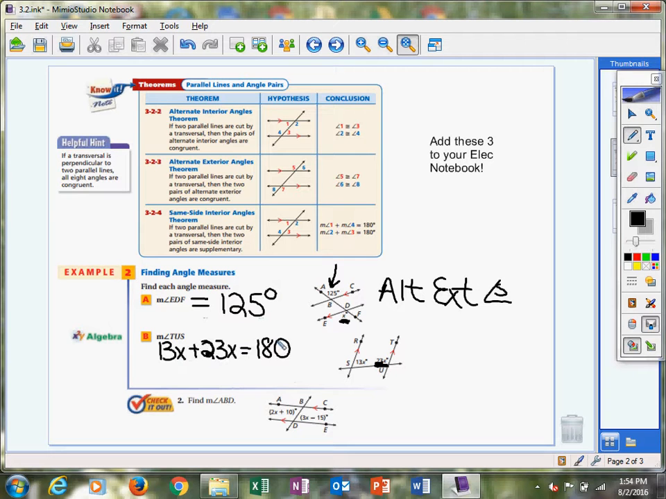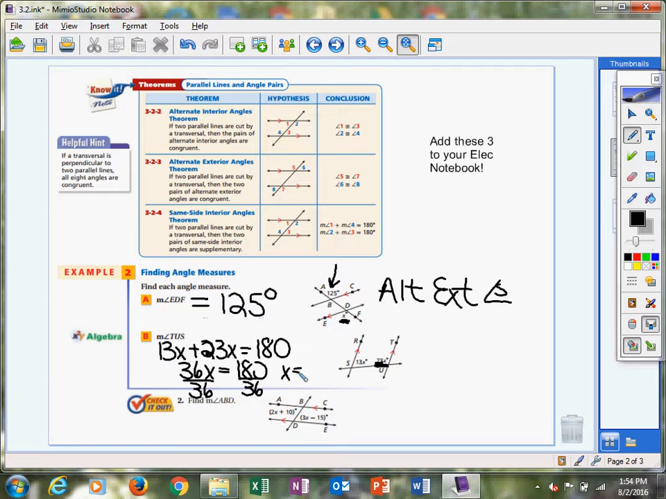Okay, so let's solve this. Got to add 23 and 13. Looks like that's 36x is equal to 180. Divide each side by 36. This might be a good time to get a calculator to figure out what 180 divided by 36 is. That would be 5. Now the angle is not 5 degrees. That's just what x is.